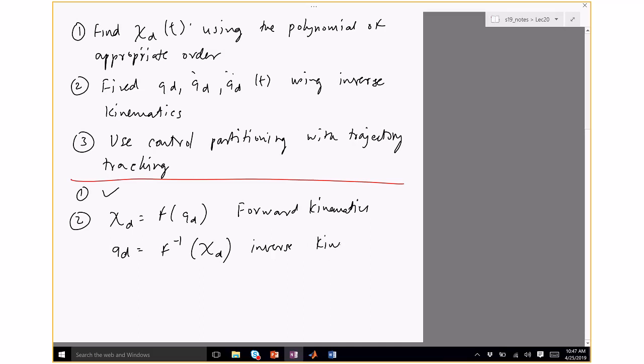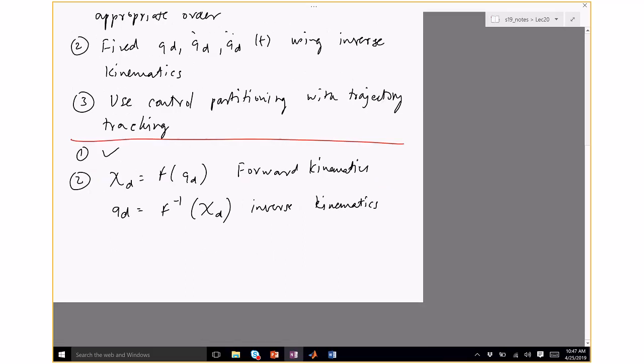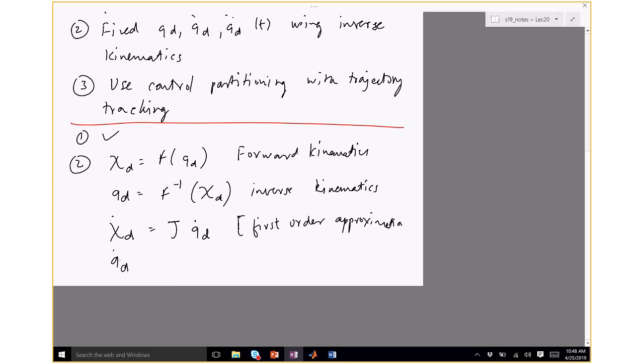We've talked about inverse kinematics in the class previously. There's a homework too which involved finding the joint angles so that you achieve a certain position. But we need more than that. We need qd dot and qd double dot. So this is how you do it. First we'll differentiate x. When you differentiate this, you get x dot is J times qd dot, which is basically a first order approximation. That's the Jacobian which we talked about in this course. And once you do that, qd dot is J inverse xd dot.